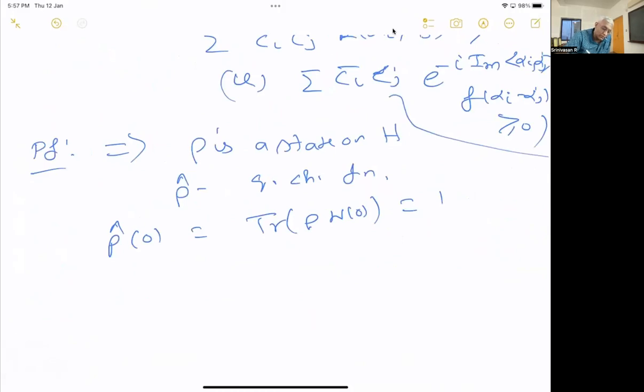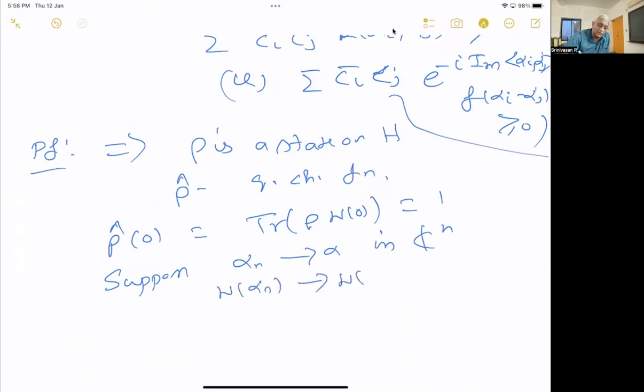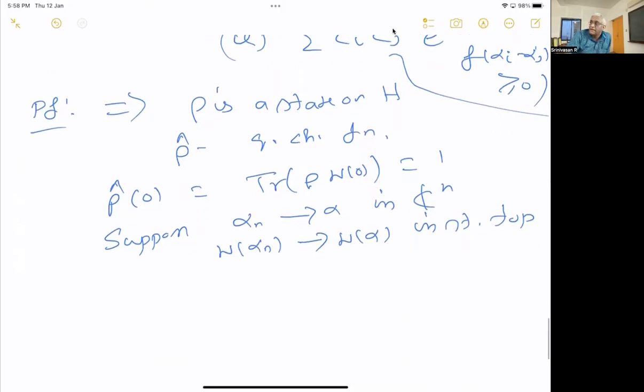The continuity is, suppose alpha n converges to alpha in C^n. Okay, then what do we have? We have already proved in the last semester W of alpha n converges to W of alpha in strong topology. Okay, then here comes the exercise. See, this was a problem in the other course, graduate analysis course. Did you look at the question paper?